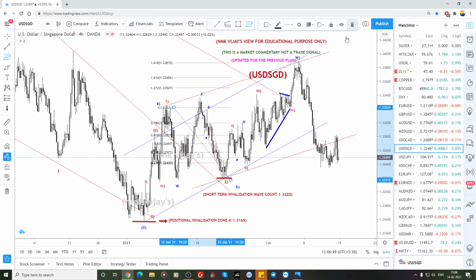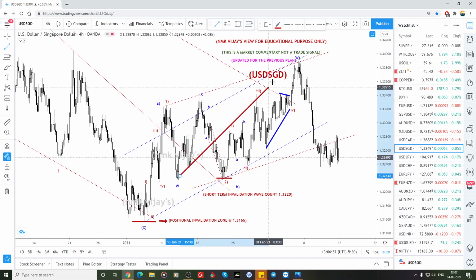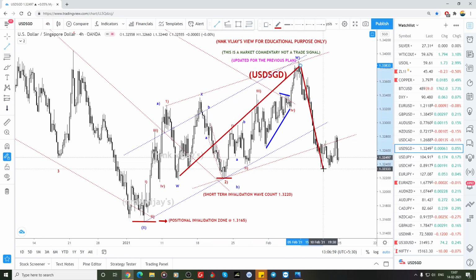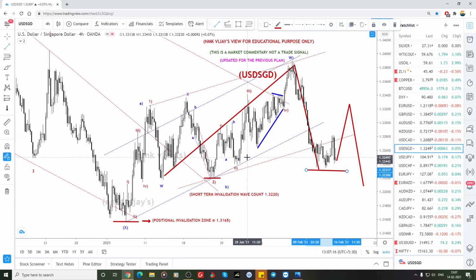But let's see, because sometimes it can go above the 1.618 and then again come down. So I thought it could be an irregular flat like that, because it's a 5-wave structure. If not, again it can make one more 5-wave structure to break the low, but not to break this low. That is why I have marked this as a short-term invalidation point for this wave count. So let's see how it moves.